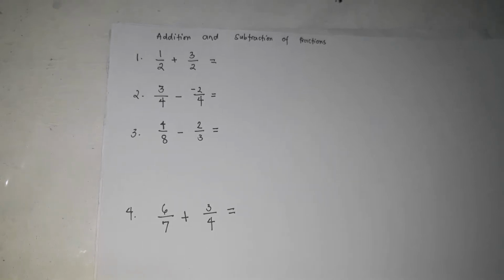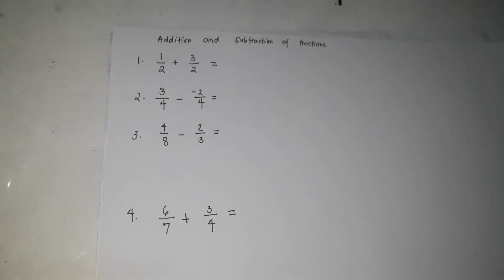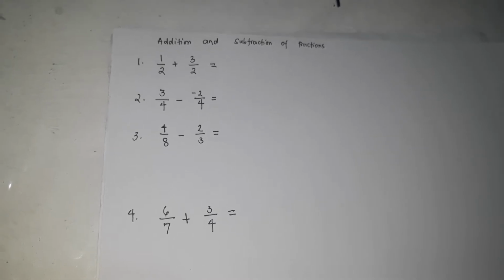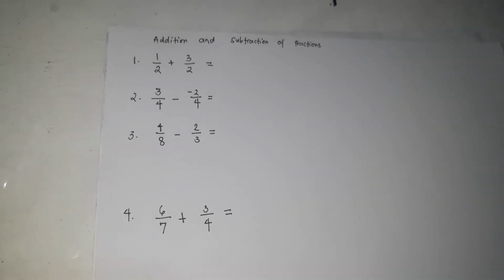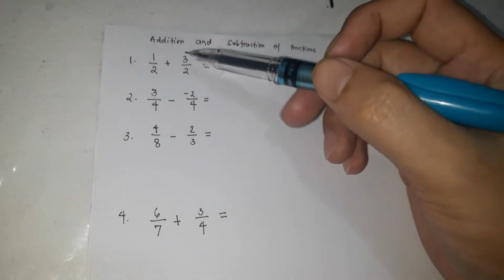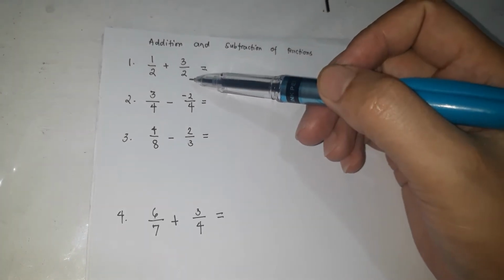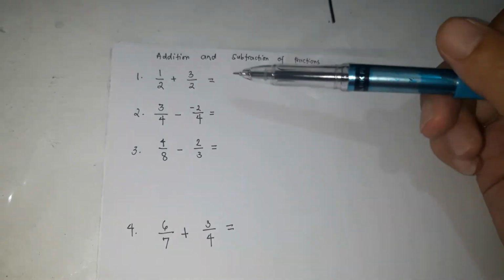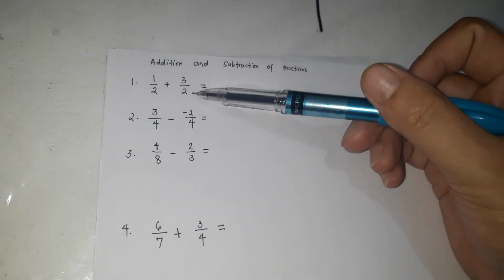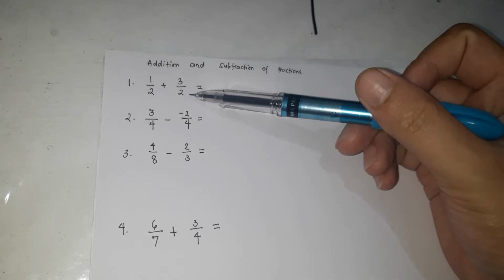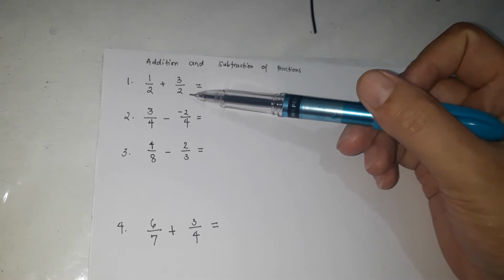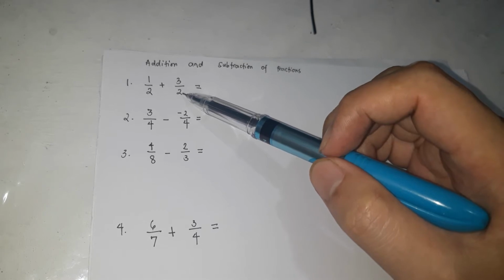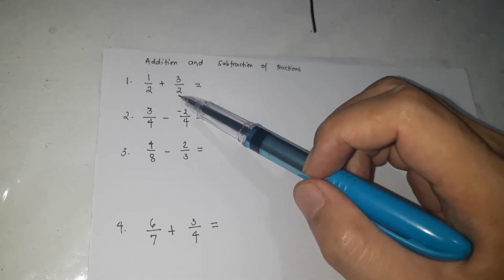So today we're going to add and subtract fractions. So number 1, 1/2 plus 3 over 2. So the first thing you need to do is to see if they have similar denominator. So in this one, the denominator is 2 and the denominator of the second addend is 2. So it's easy because they have similar denominator, which means they are similar fractions.